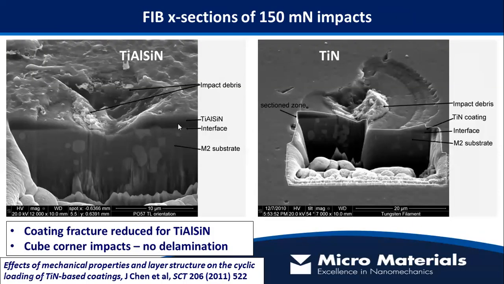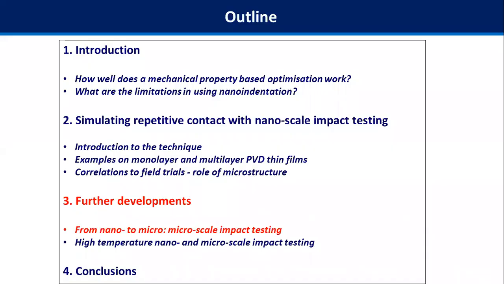And even at higher load, if you look at some focused ion beam sections, you can see there's much more spallation and fracture on the monolayer coating system. There's no interfacial failure, because we've used very sharp cube corner indenters to concentrate the stresses within the coating. So we're really targeting the brittleness of the coating rather than the entire coating substrate system. If we're interested in the entire coating substrate system, then we move more to micro scale impact testing.